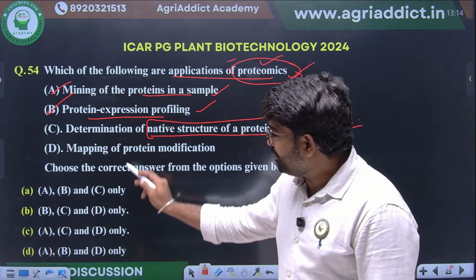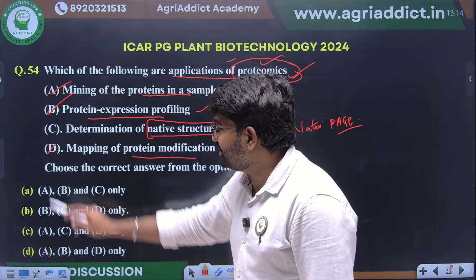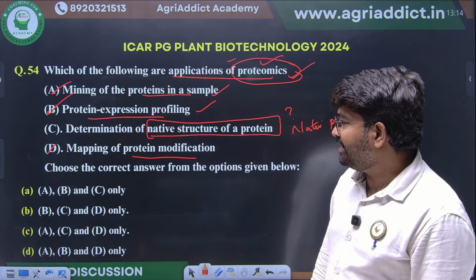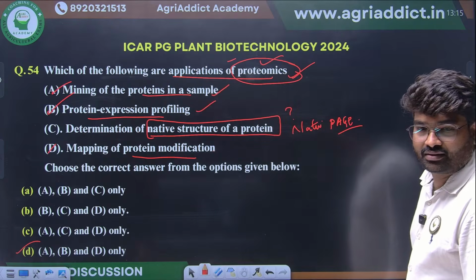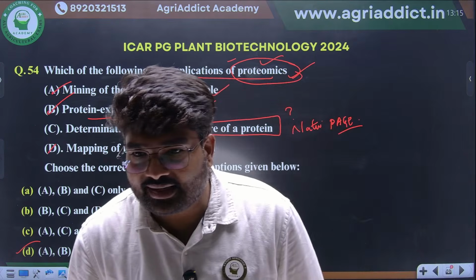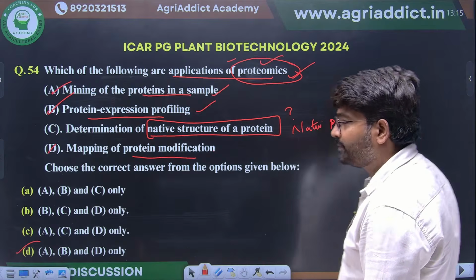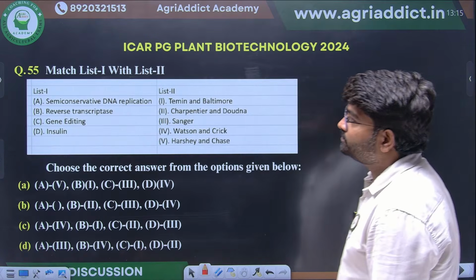Mapping of protein modification, this also we can see. So A, B, and D will be the right option. Yes, excellent. Ganesh, Mani, excellent. D will be the right option.